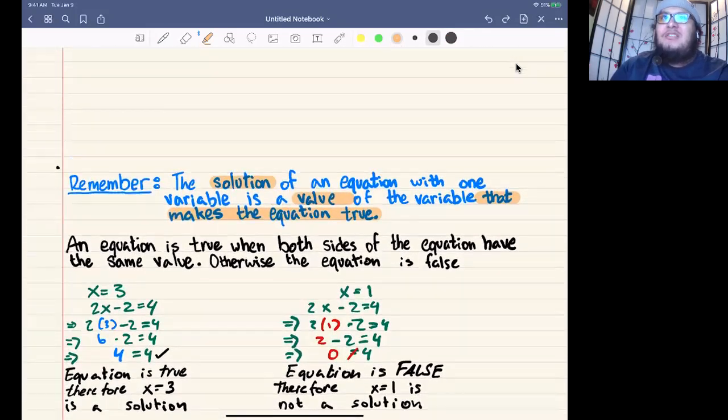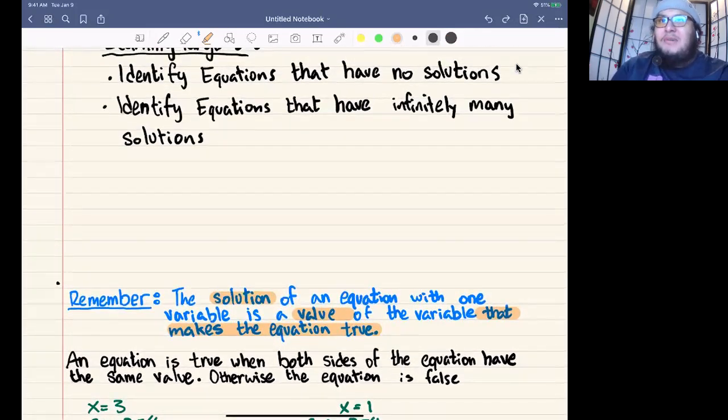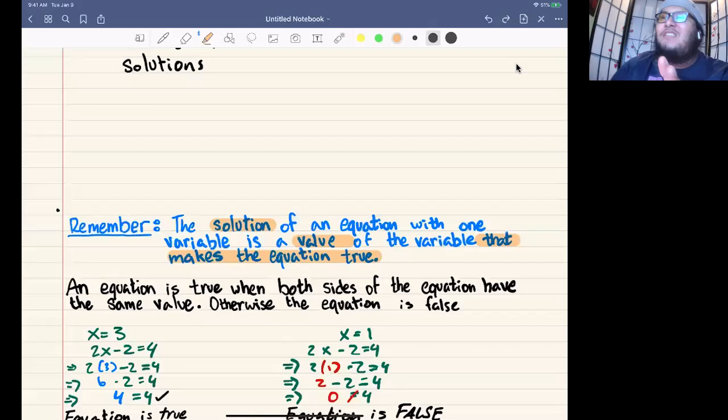Remember, the solution of an equation with one variable is the value of that variable that makes that equation true. I already highlighted this stuff right here. That's the solution. An equation is true when both sides of the equation have the same value. Otherwise, the equation is false. And I have some examples already written here.